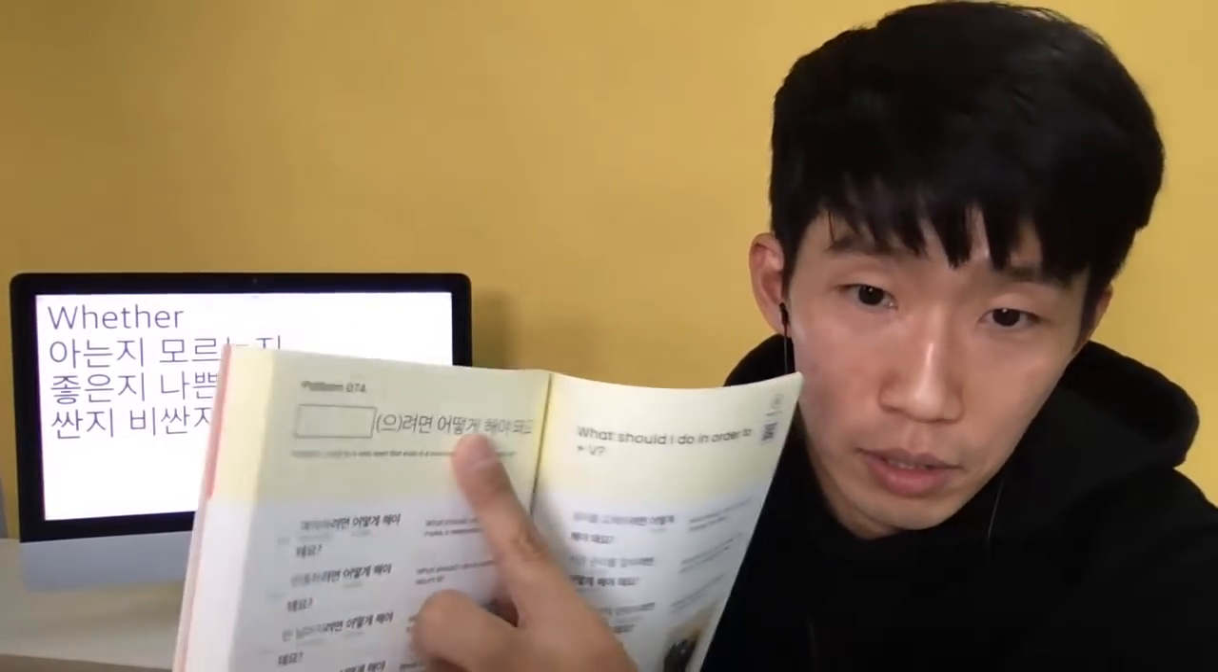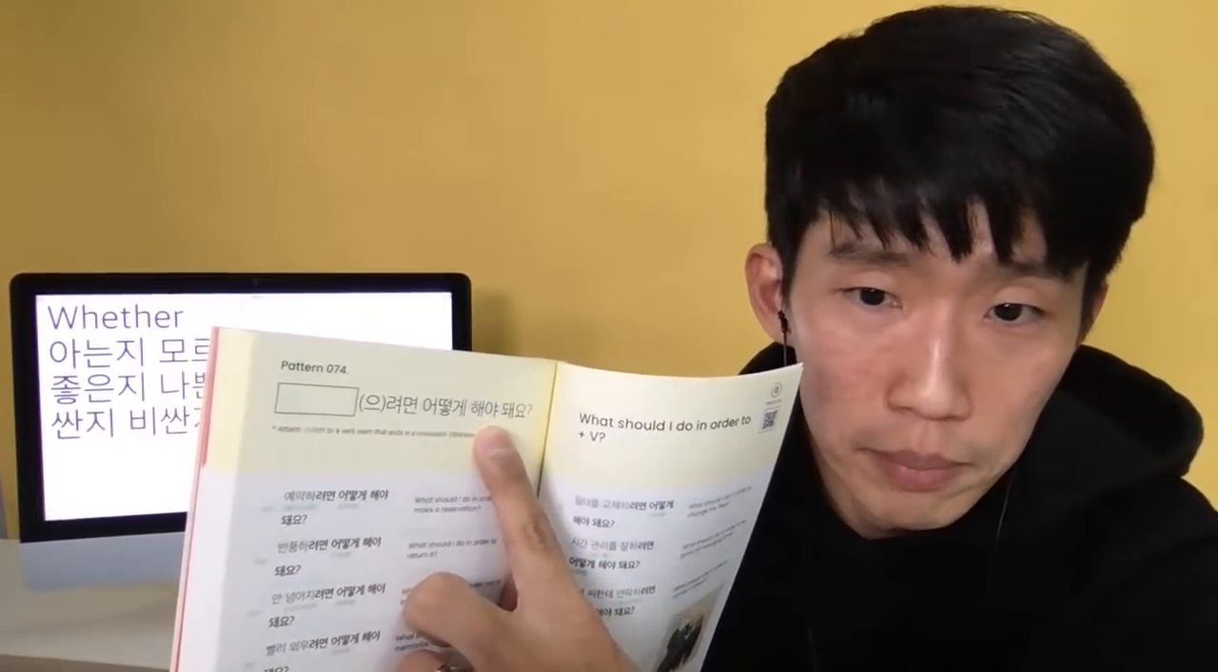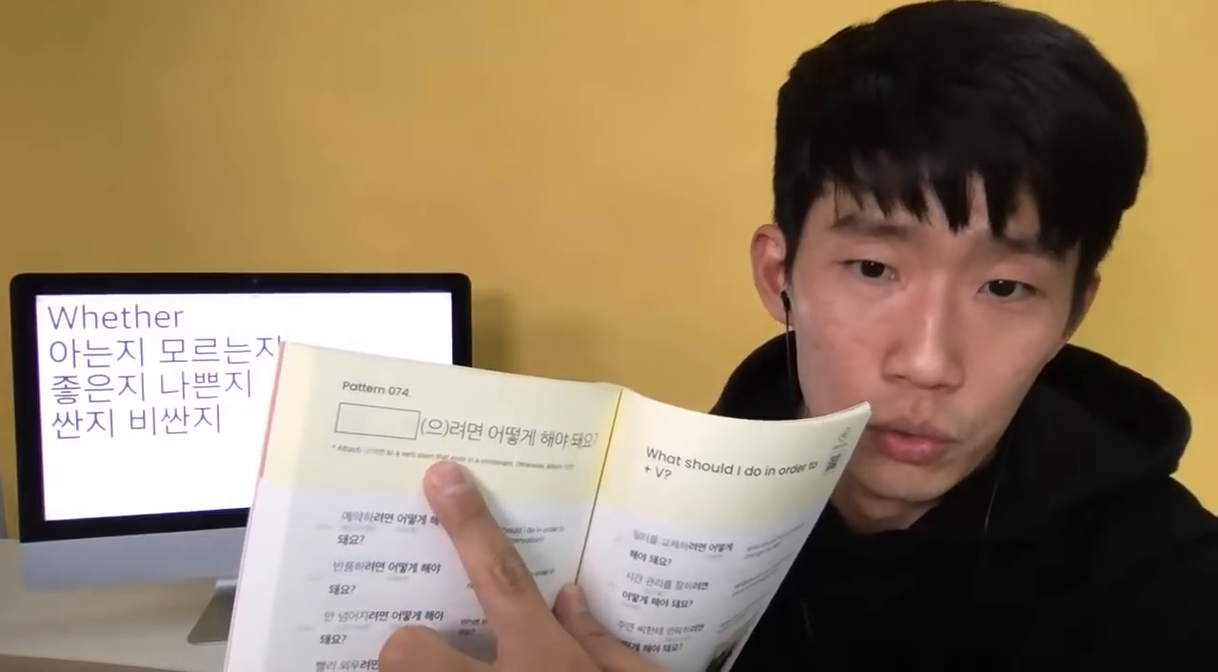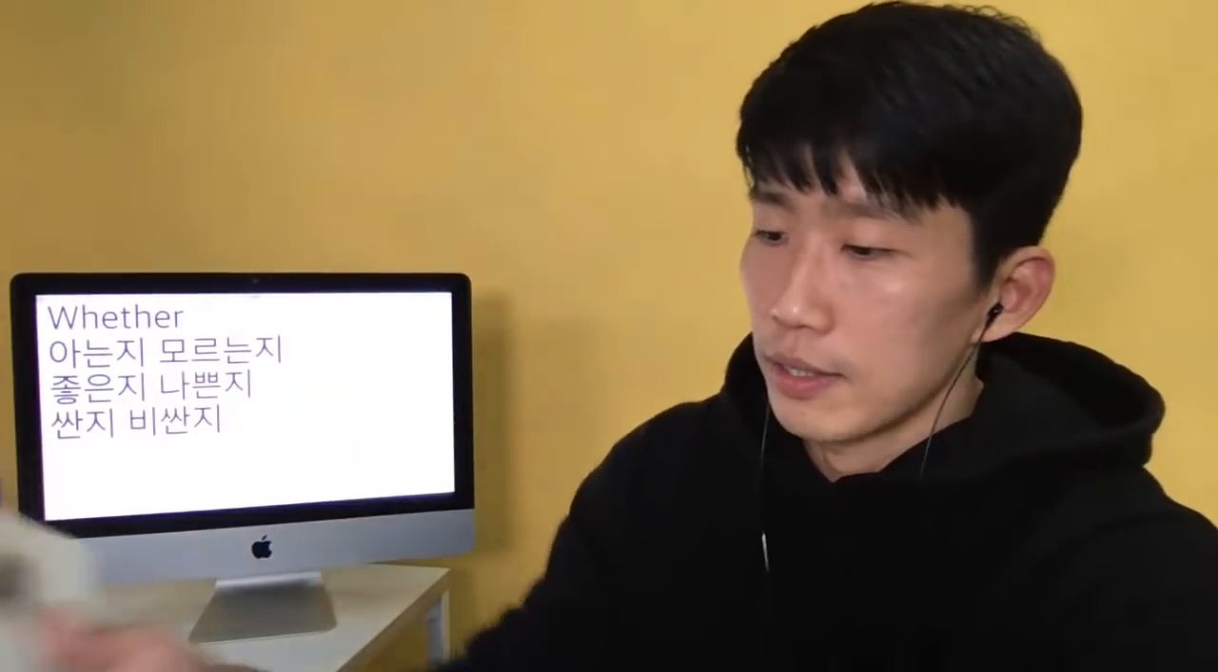Okay? This one is 그러면 어떻게 해야 돼요? 어떻게 is how. 해야 돼요 is I have to do something. 그러면 if I want to do something or if I am going to do something. So I'll write the sample sentences. I need something to hold the book open. Okay. 예약하려면 어떻게 해야 돼요? So, if I want to make a reservation, what should I do? What should I do in order to make a reservation?